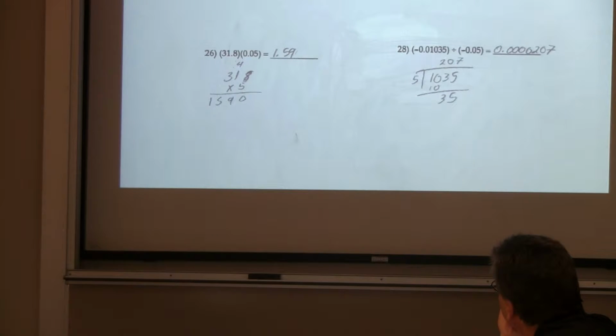So, how about this error? Now, the first one's correct, right? And these are problems number 26, 27, and 28. I omitted 27 just in the interest of space. The student did get 27 correct. It was another decimal multiplication, so the decimal multiplication is correct.